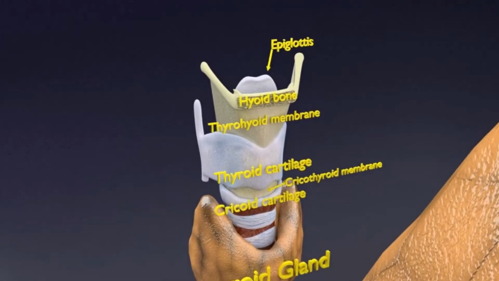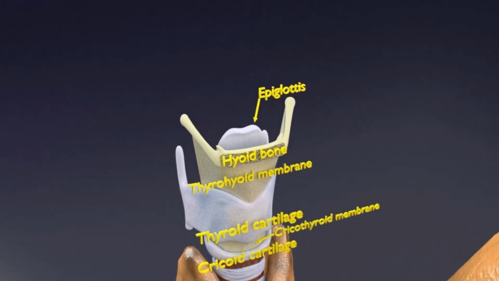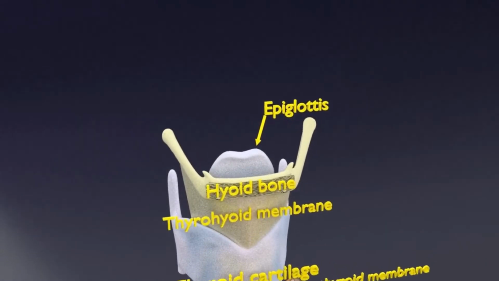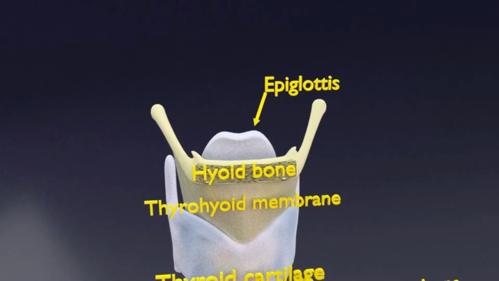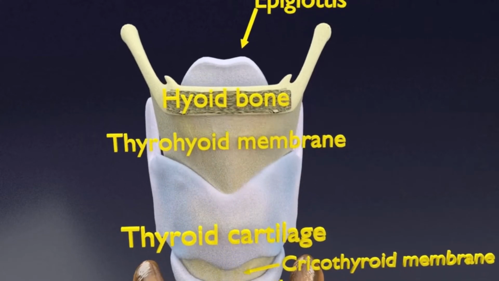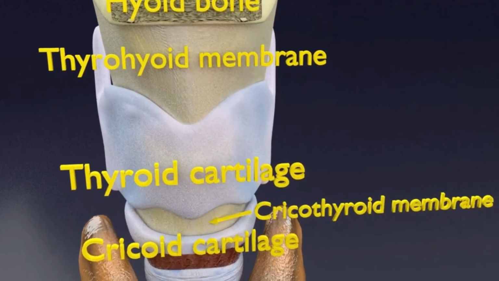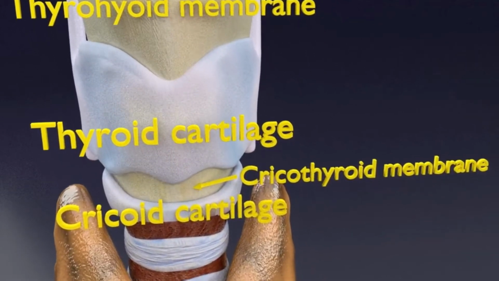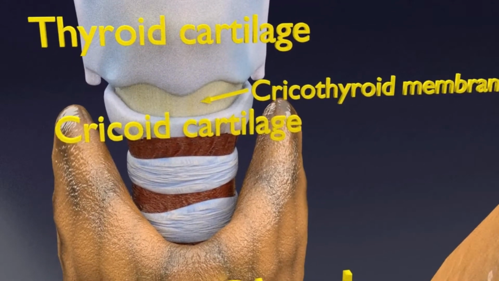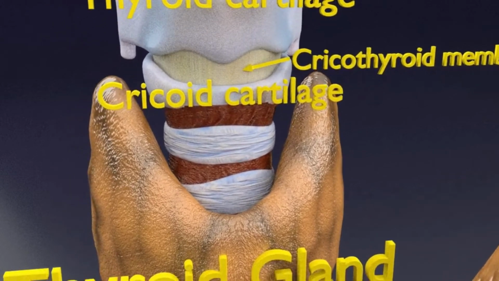Now, first let's see some basic structures related to the anatomical position of the gland. These are some of the main structures forming the larynx. You see the hyoid bone, which is connected to the thyroid cartilage by the thyroid membrane. Posterior to all these three structures is the epiglottis. Inferior to the thyroid cartilage is the cricoid cartilage, to which the thyroid cartilage is attached by the cricothyroid membrane. You now see the trachea attached to the cricoid cartilage.